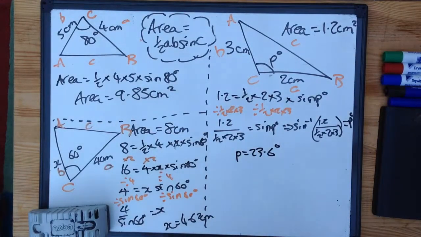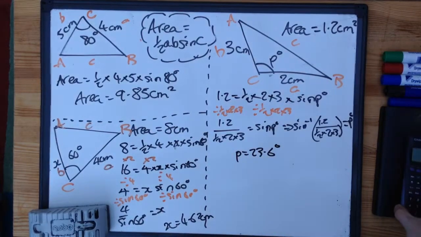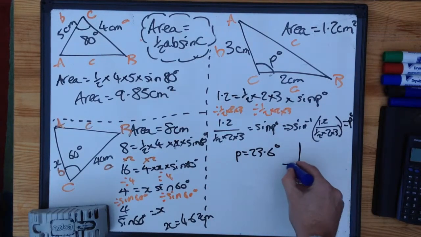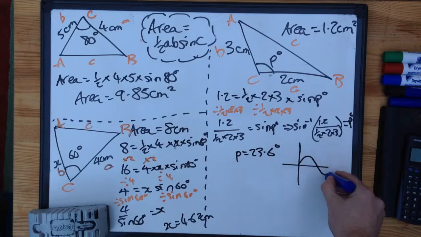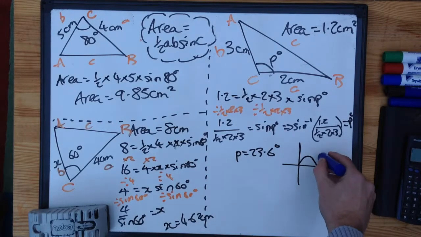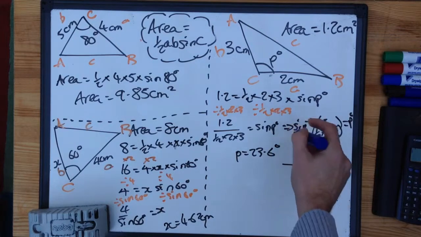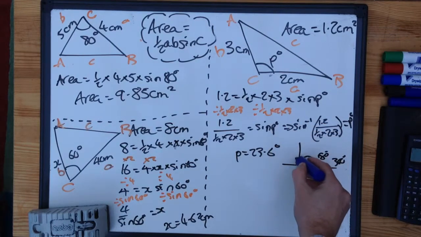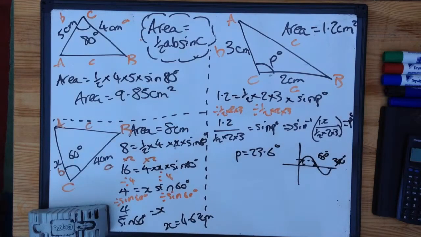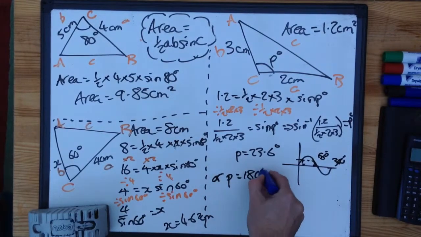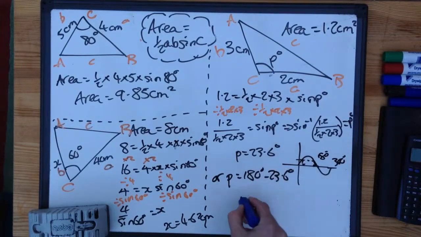Now, the problem with that is it isn't the only possible answer, I'm afraid. A bit of higher level maths here, but a sine curve looks a little bit like this. That's 180 degrees there, that's 360. My solution here at 23.6 is there. But if I travel across here, I get a second solution over there. And by the symmetry of the curve, my second answer is 180 minus the first. So we've got two possible answers.